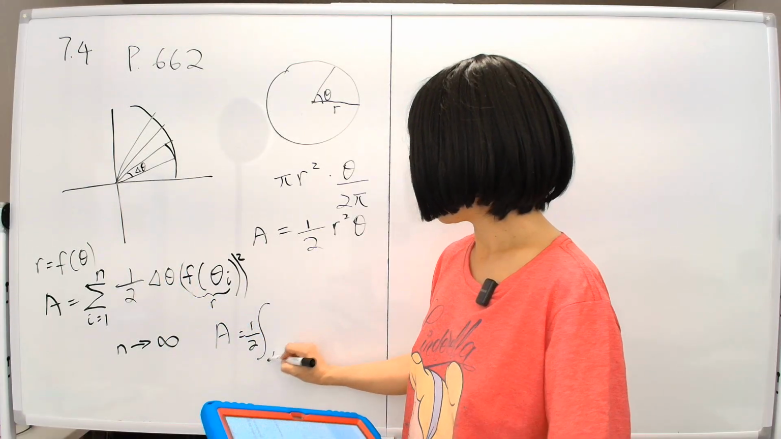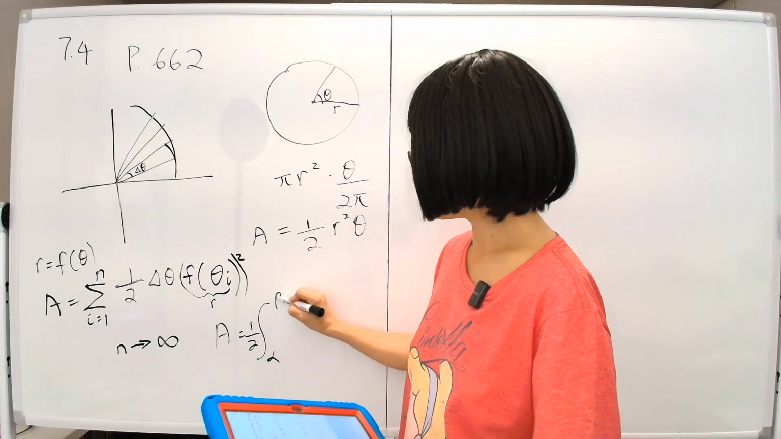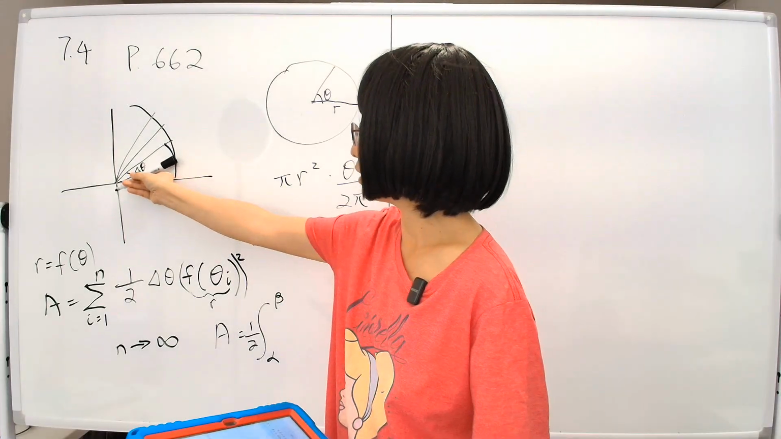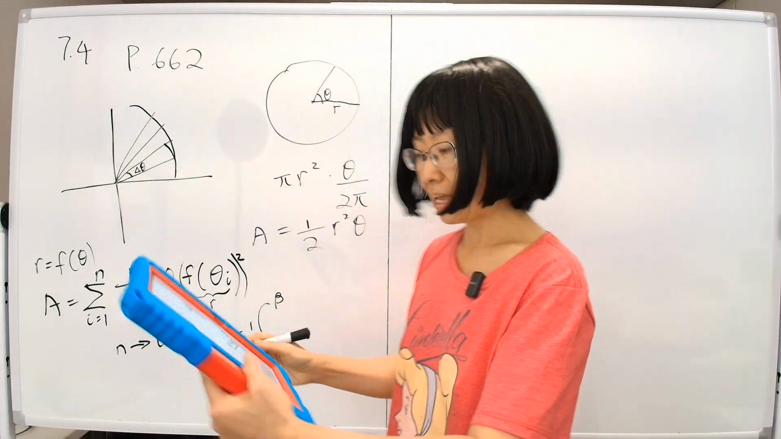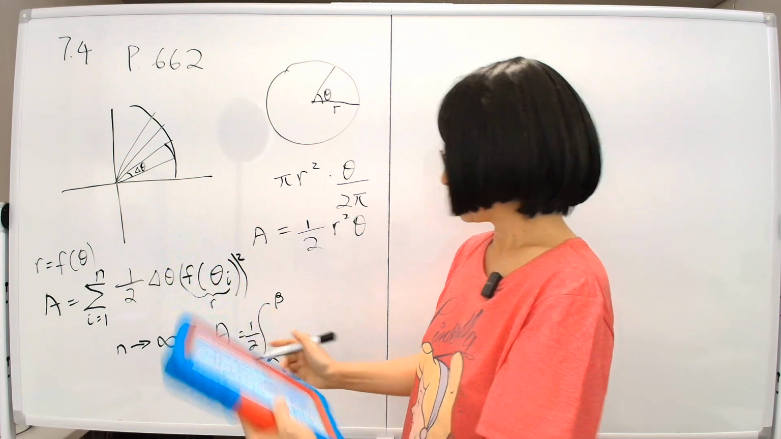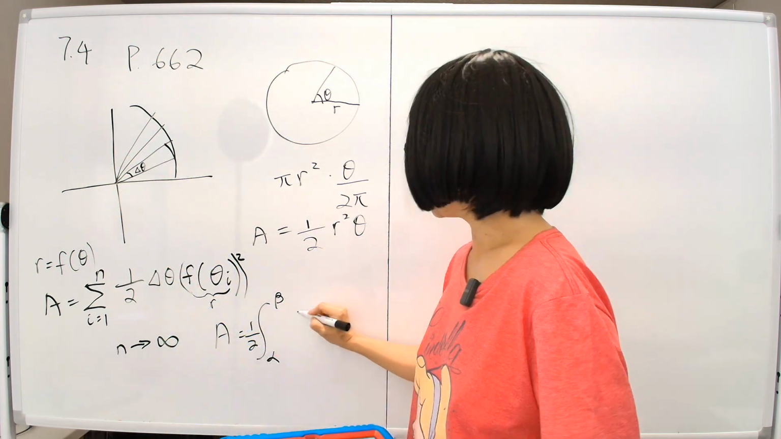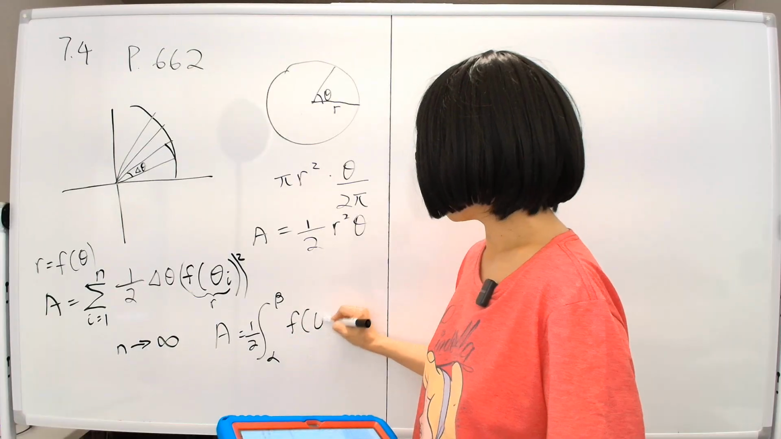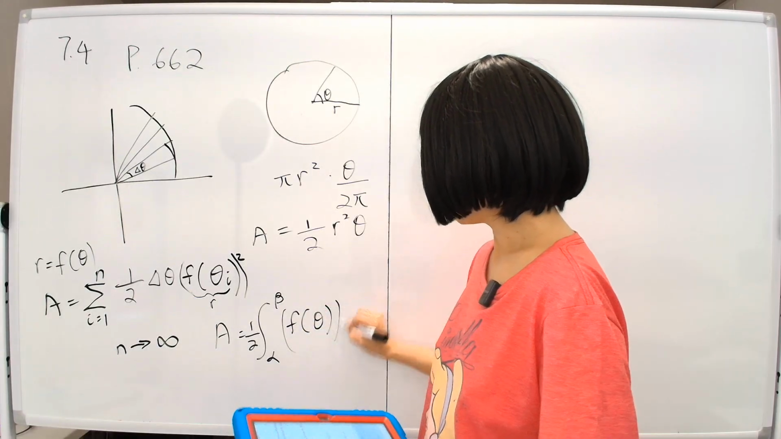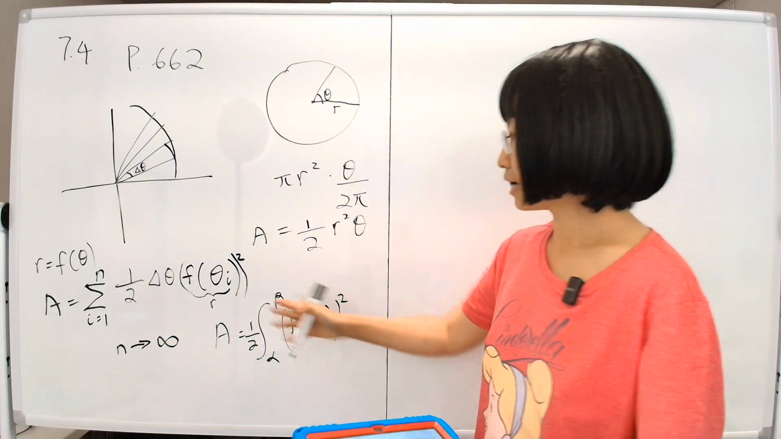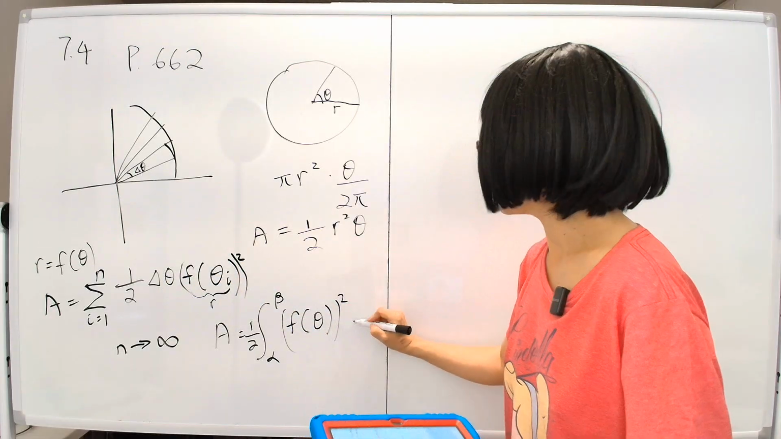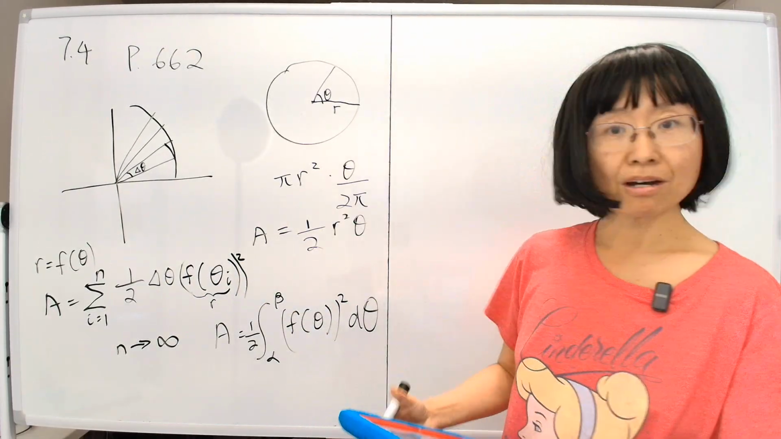From some angle alpha to beta, these are the angles, you're integrating from here to here. Then r squared, which is f of theta squared, because r equals f of theta, the whole thing squared, don't forget that, and times the delta theta becomes d theta by definition of the integral.